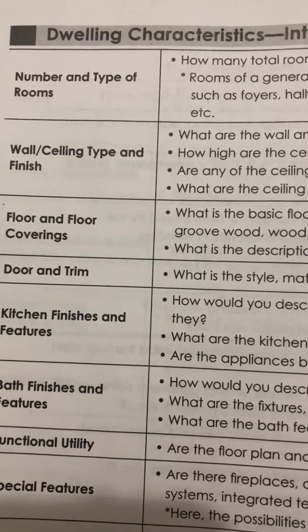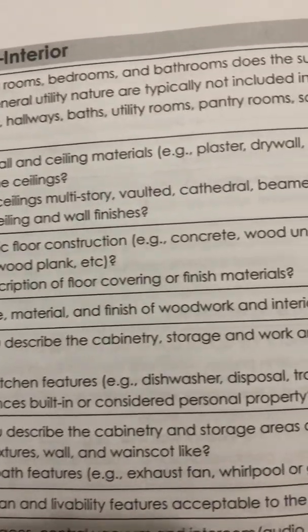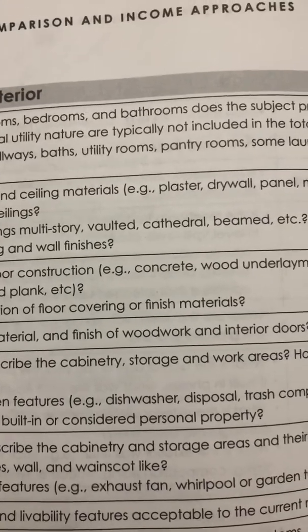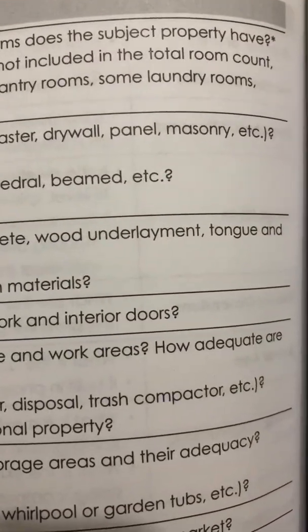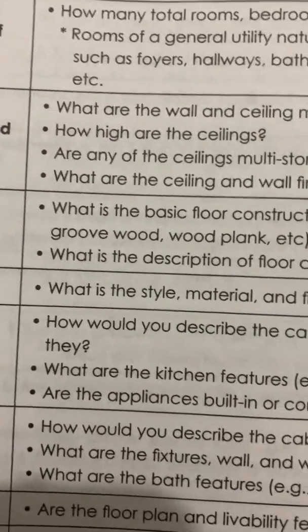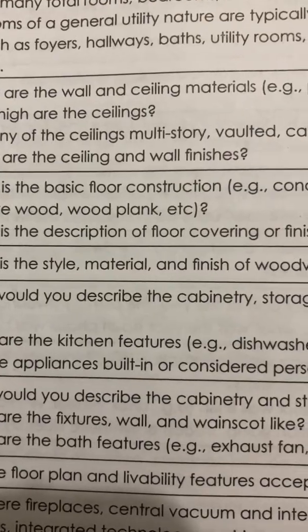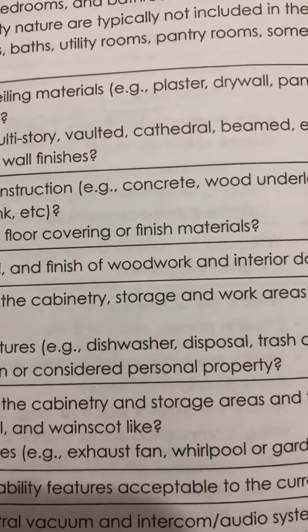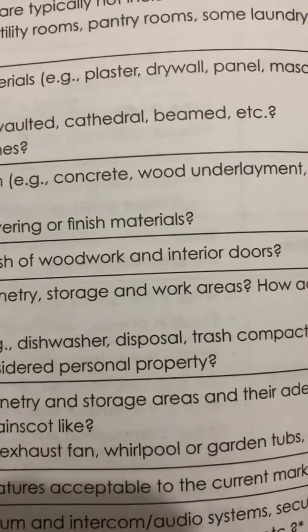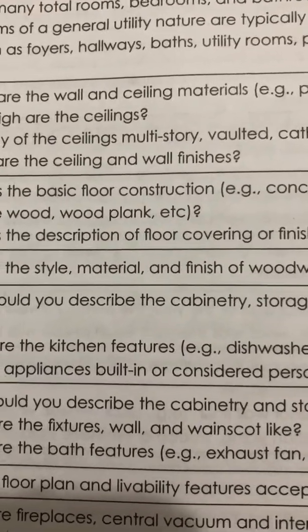Wall/ceiling type and finish. What are the wall and ceiling materials? For instance, plaster, drywall, panel, masonry, etc. How high are the ceilings? Are any of the ceilings multi-story, vaulted, cathedral, beamed, etc.? What are the ceiling and wall finishes?